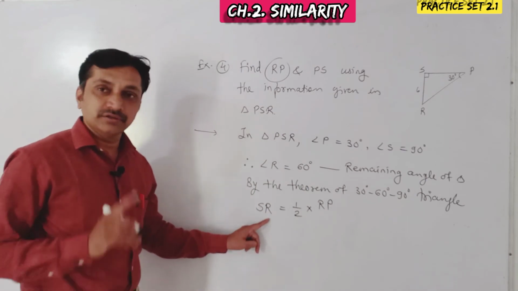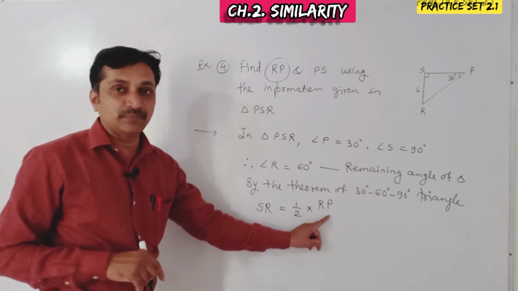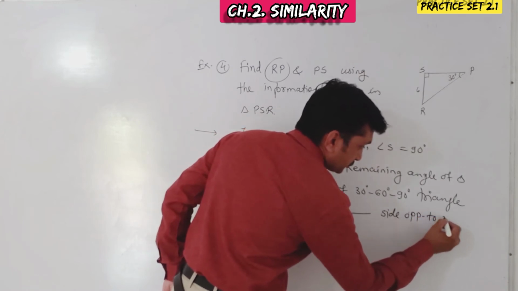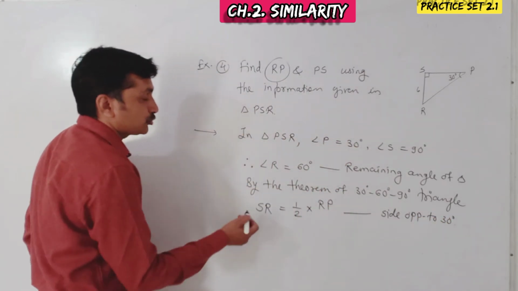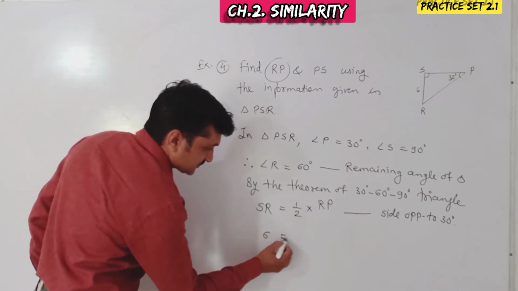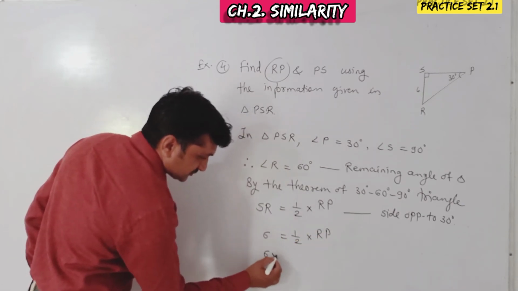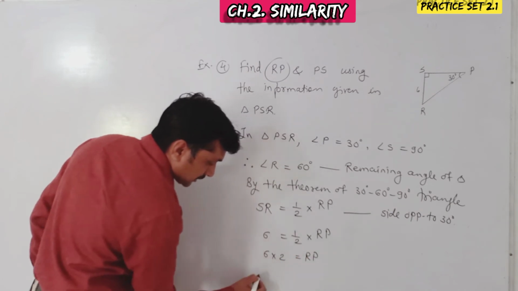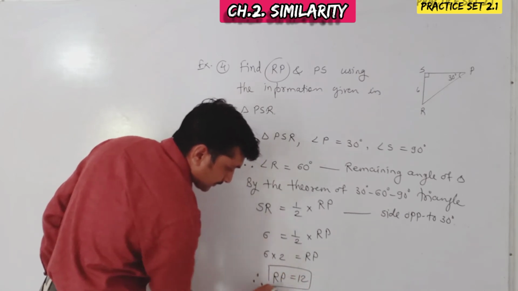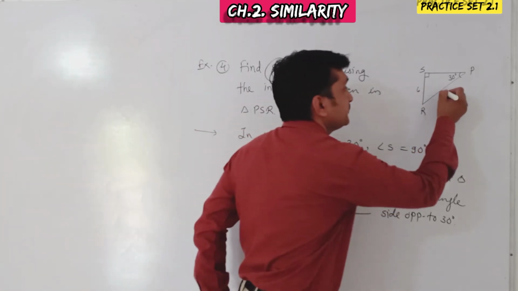SR is opposite to 30, that's why we have to write half. Half of what? Half of the hypotenuse. Therefore here you can write the reason: side opposite to 30 degrees. That's why it is half. Now put the value. SR is given, hypotenuse is not given. SR is 6. 6 is equal to 1 upon 2 multiplied by RP. Therefore 2 comes here, 6 multiplied by 2 is equal to RP. And therefore we get the first value, RP is 12.